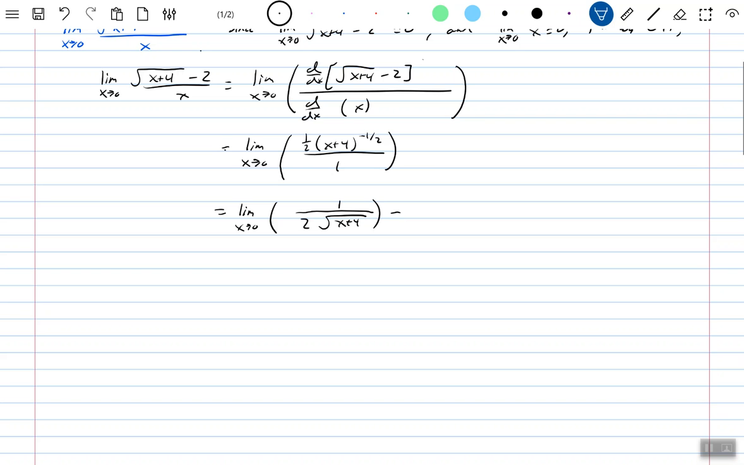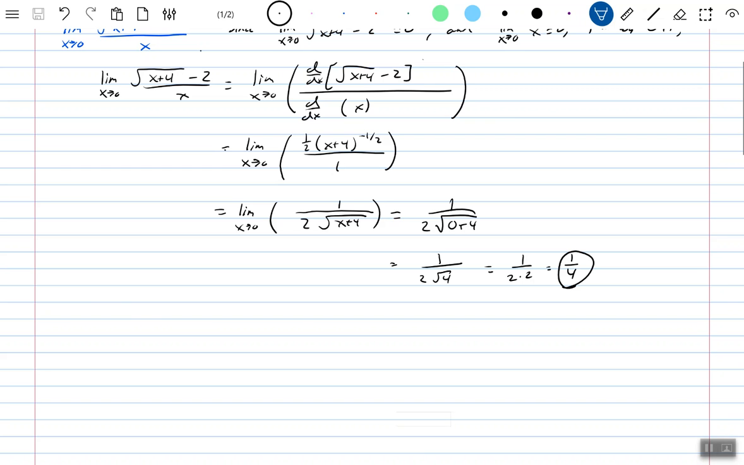And then this is going to be equal to 1 over 2 times the square root of 0 plus 4. Why? Well, in this case at 0, this function is continuous. The square root function is continuous at 0, so I can pass 0 into the square root function. All we have to do there is plug in. So that's equal to 1 over 2 times the square root of 4, which is just 1 over 2 times 2, or just 1/4. And then that is our answer.